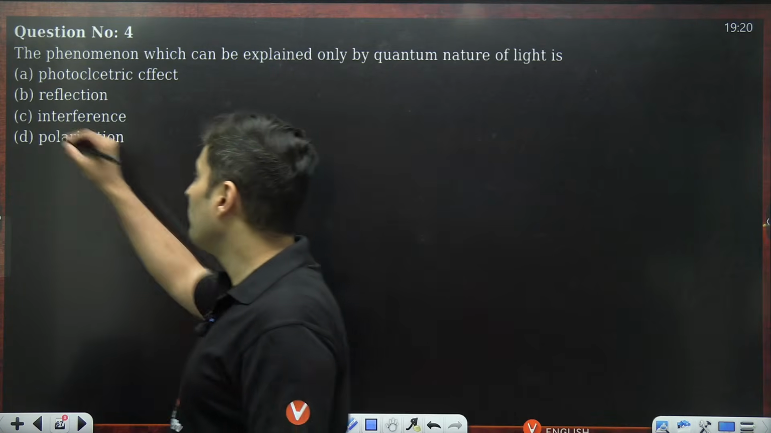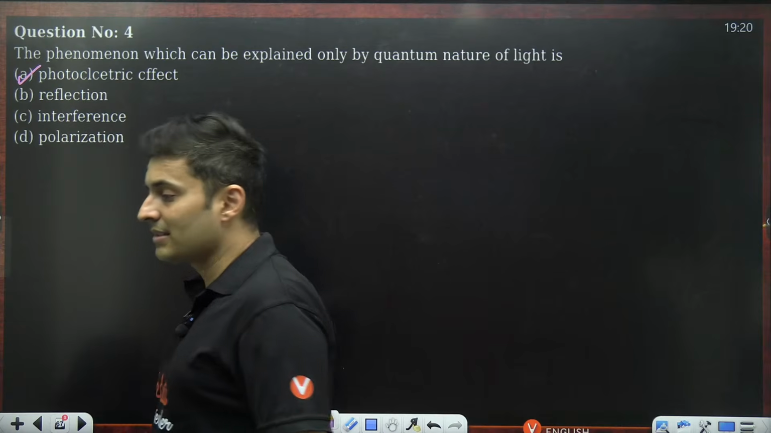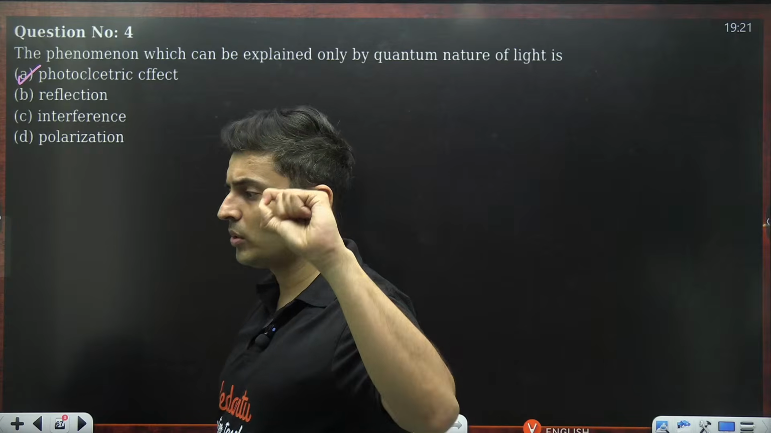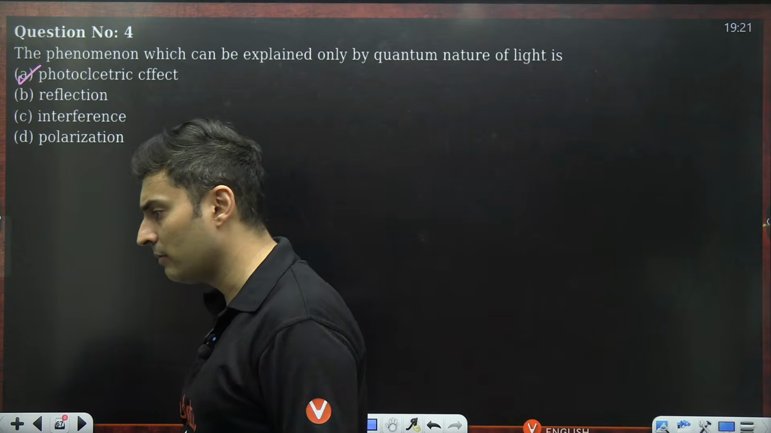The photoelectric effect, given by Einstein, for which he won the Nobel Prize, is the phenomenon which predicts that light is also showing quantum behavior, particle-like behavior.